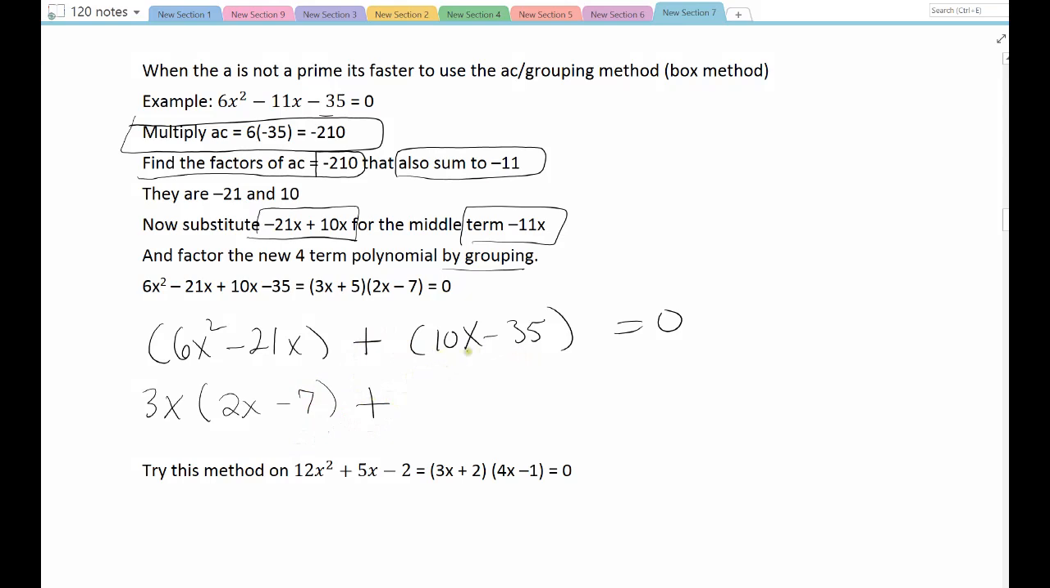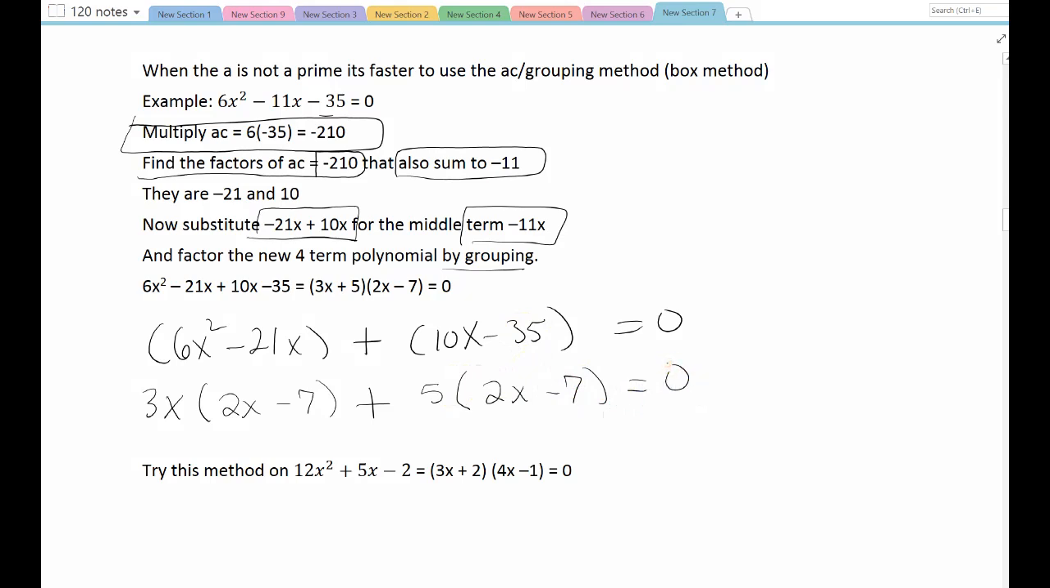All right, now I'm going to factor my second group. Well, I can pull a 5 out of the second group, right? I've got a 10 and a negative 35. A 5 comes out. When I pull the 5 out, I should be left with a 2x, right? I'm dividing it out, so 2x is left over. And 35 divided by 5 is going to leave me with a 7.